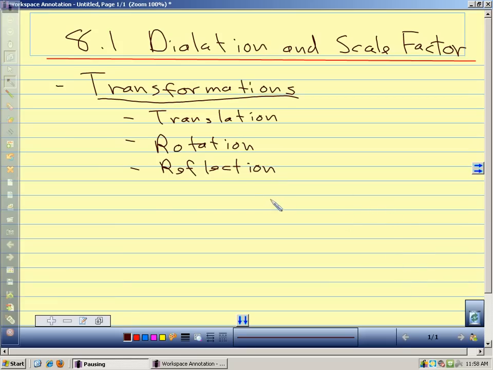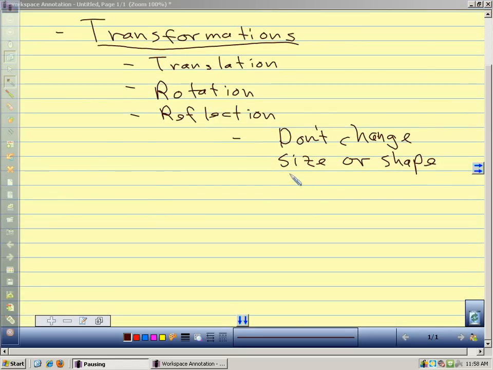Does anybody remember what was special about these three kinds of transformations? What did it do to the size or shape of the object we were working with? What is it, Sam? They stayed the same. They didn't change the size or shape. They just moved them around. So after we did translation and rotation and reflection, our figures were still congruent. So these transformations didn't change the size or shape.